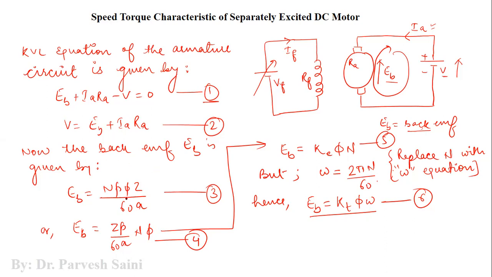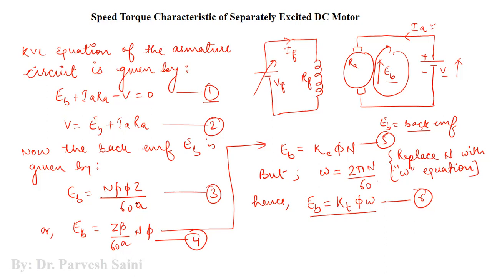Now we also know that the back EMF is obtained because of the generator action that occurs in a DC motor when it rotates in the magnetic field, right? So the back EMF is given by the same equation as we have for the generated EMF, Eg, that is NPΦZ upon 60A.